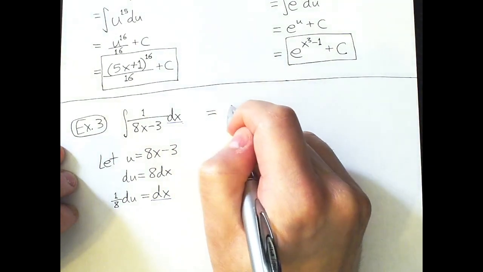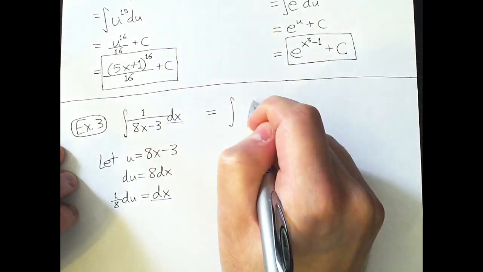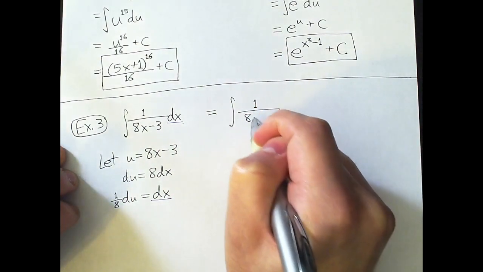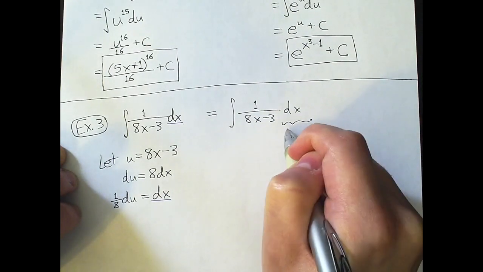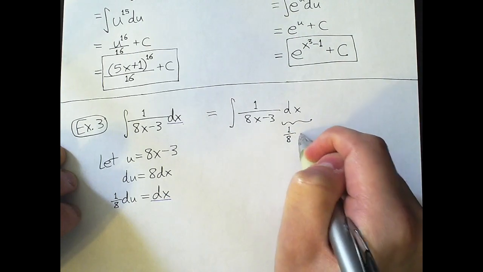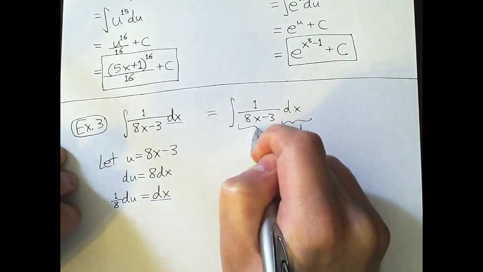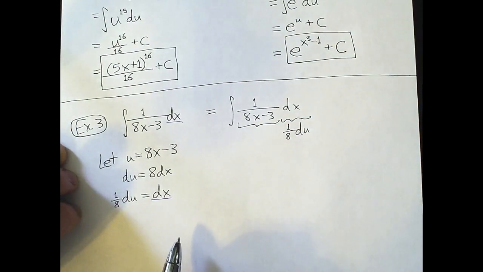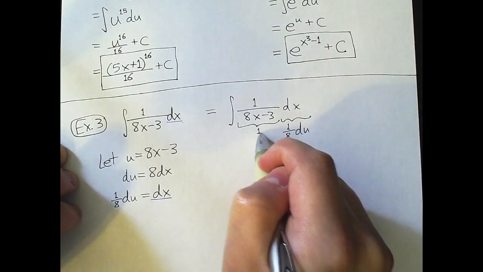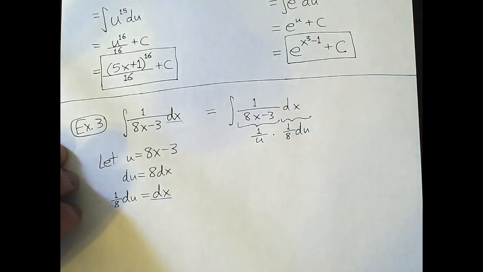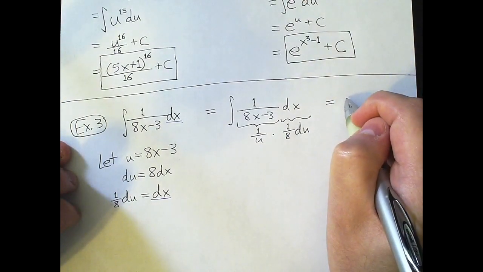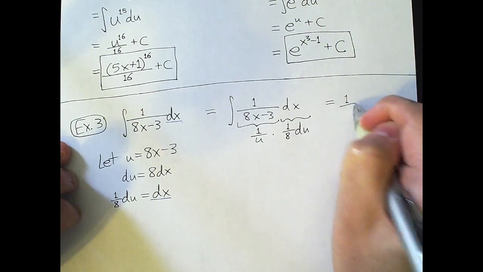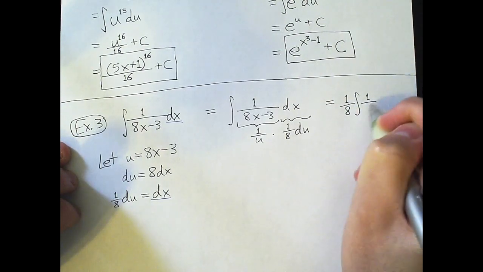Let's continue this over here then. How about we write it like this, where the dx is going to become 1/8 du, and the 1 over 8x minus 3 is going to be 1 over u. So you see, we are getting the problem entirely in terms of u. We could pull the 1/8 out. It's just a constant, and we have the integral of 1 over u du.